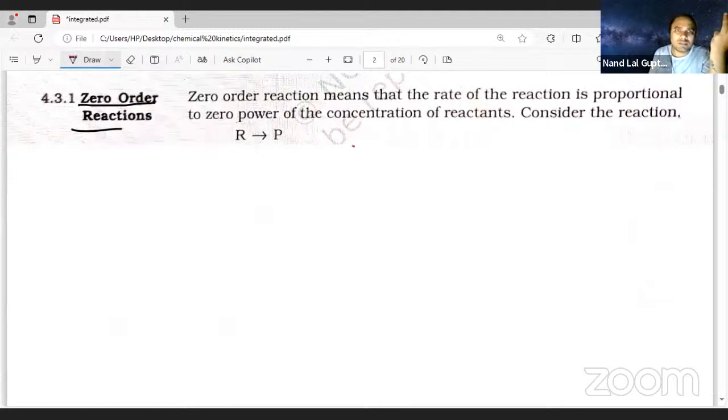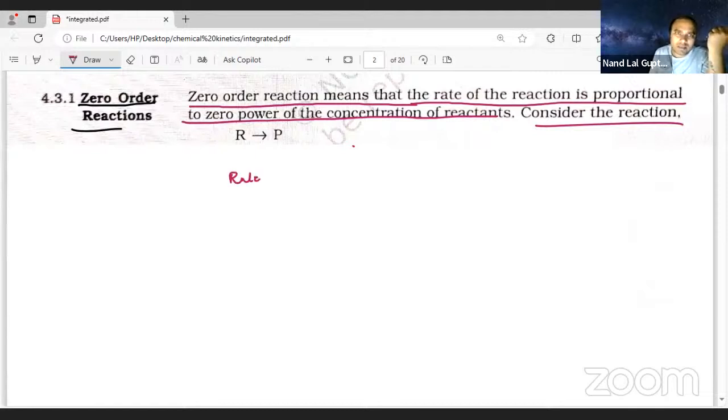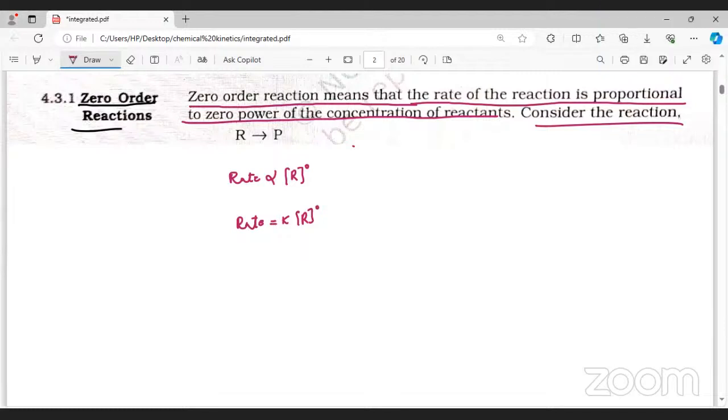Zero order reaction means that the rate of reaction is proportional to the zero power of the concentration of reactant. If you are writing, rate is proportional to concentration of reactant to the power zero. Getting my point? This is the zero order reaction. Removing the proportionality sign, we write rate equals k into R power 0. Okay, this is zero order reaction. Yes or no?